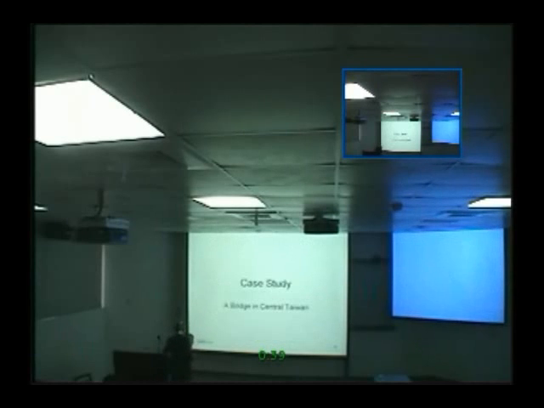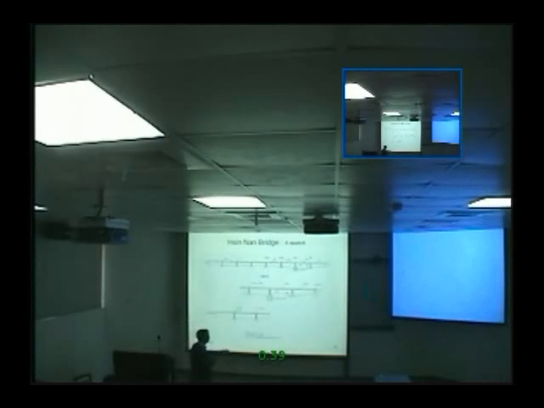So for the case study, we look at the bridge like the picture I showed you. This is a bridge that has piers that are being exposed. Here the water flows only in this little channel, but when a typhoon comes, everywhere is covered with water. This is the typical condition in Taiwan.